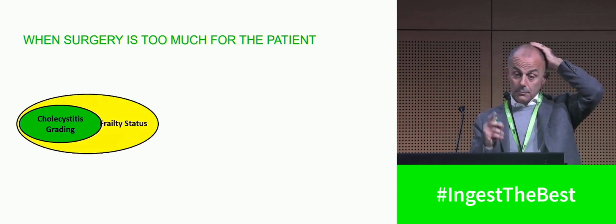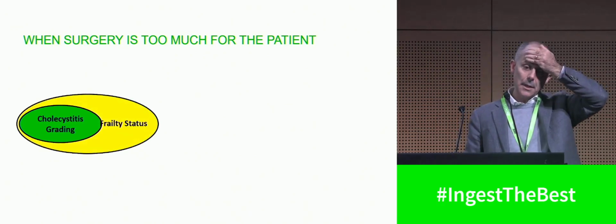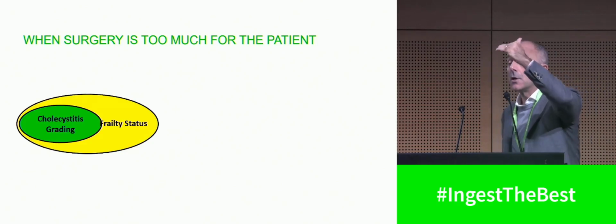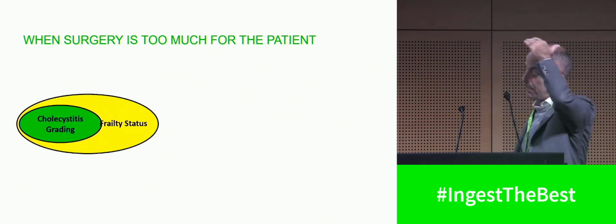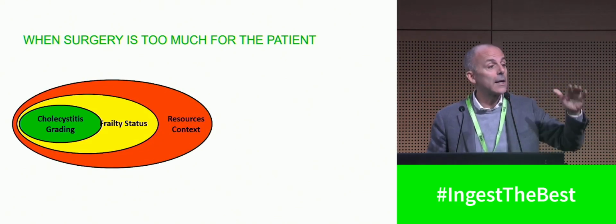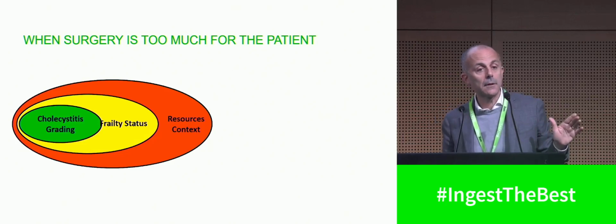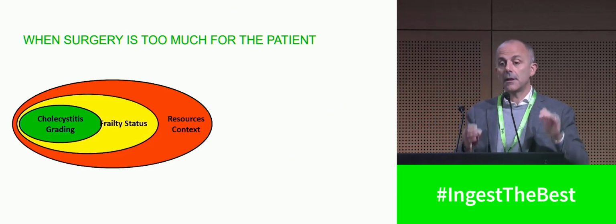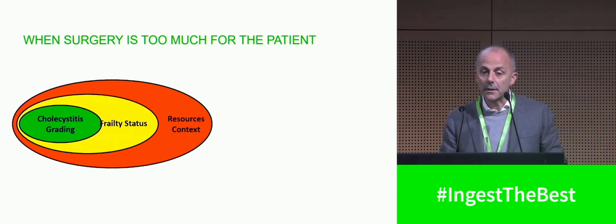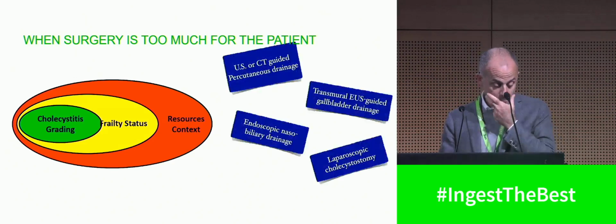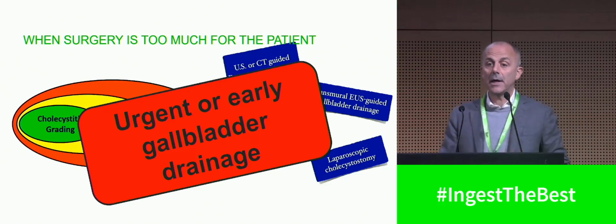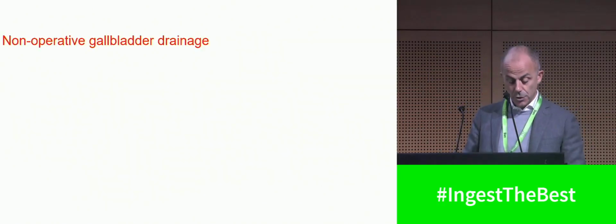We need to grade the cholecystitis, and we know how to do it, but we need also to think about the patient, so to grade the frailty of the patient. And of course, we need to understand where we are in that moment, which kind of hospital, and inside the hospital, is it Monday morning or just Saturday evening? This makes a big difference. So think about the resources, and you can think about urgent gallbladder drainage.